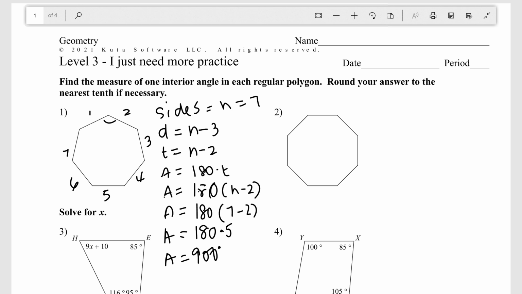But let's take a look. I have 1, 2, 3, 4, 5, 6, 7. So the number of angles does correspond to the number of sides, and I have 7 angles in the septagon. So if I take my total degrees, 900, and divide by 7, I would find that the measure of one interior angle to the nearest tenth is 128.6 degrees for number 1. Hopefully you can go ahead and try it out for number 2.